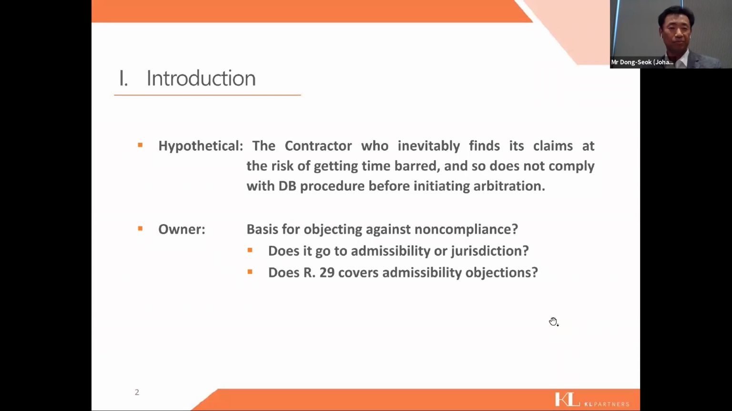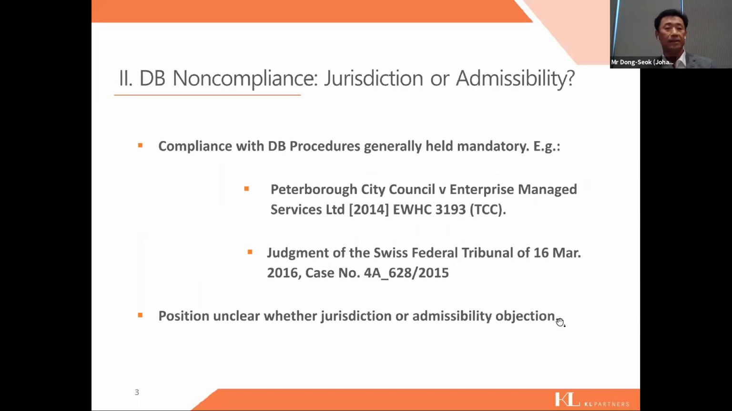Yes. The first query is: do objections based on non-compliance with DB procedures go to admissibility of the relevant claims or to jurisdiction of the tribunal? The second query is: does the early dismissal procedure cover admissibility objections? Page 3, please. Okay. So turning to whether failure to follow DB procedure is a jurisdictional or admissibility issue.